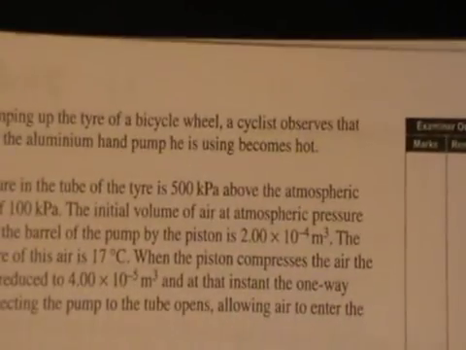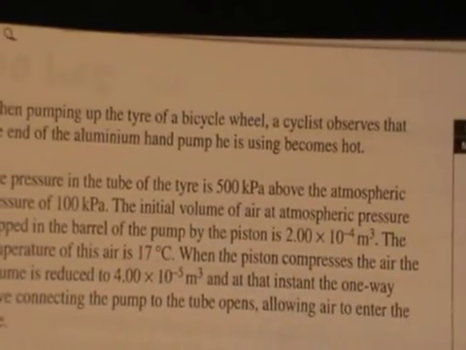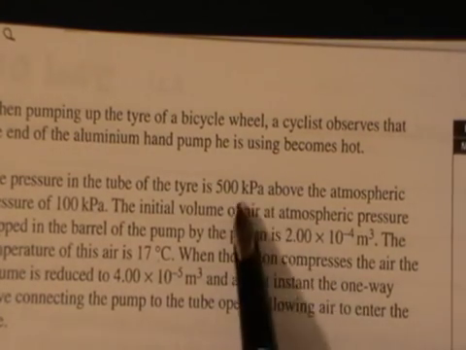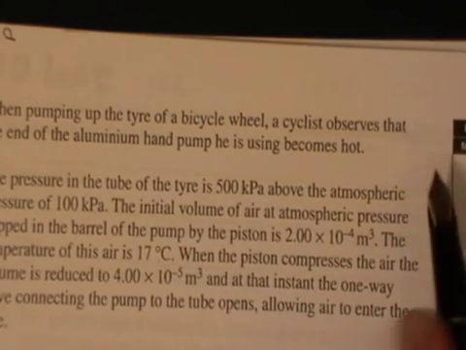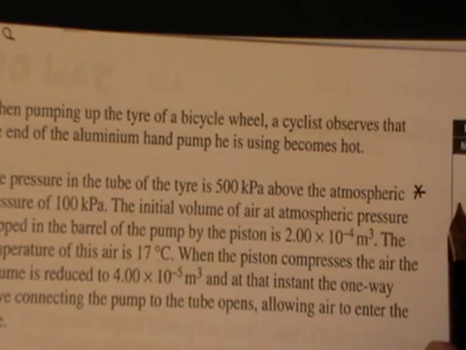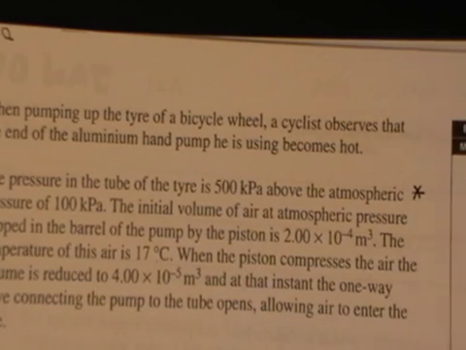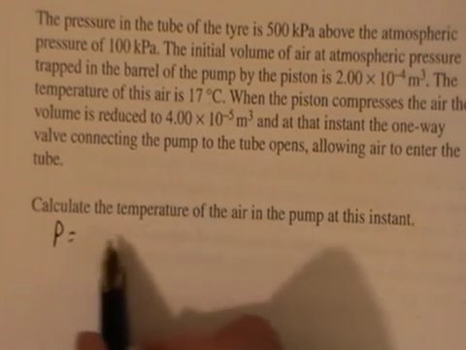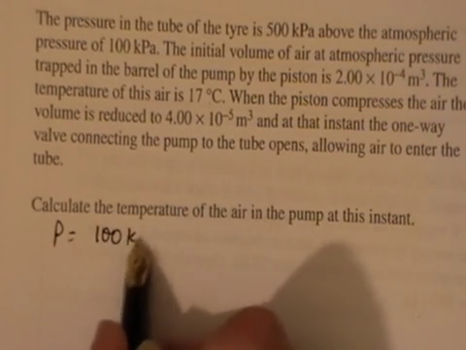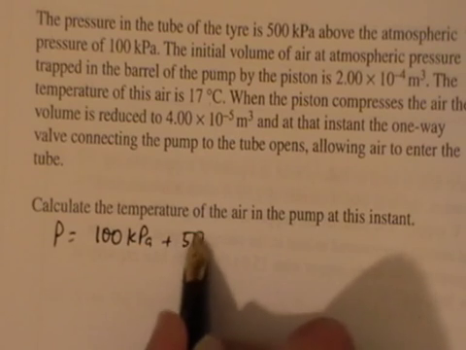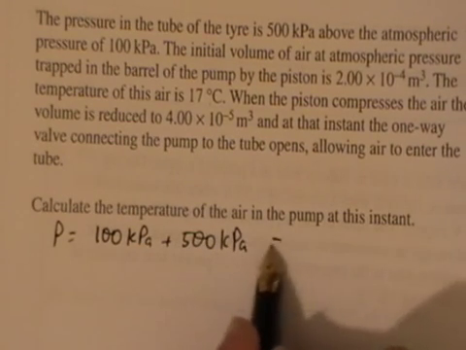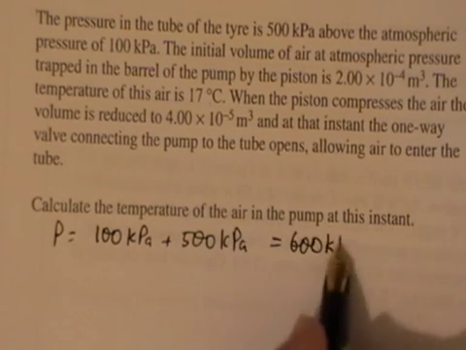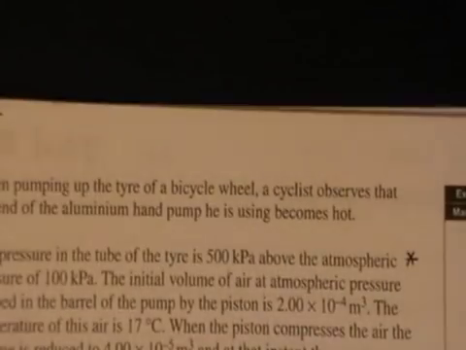We then come to the calculation. So we've got the pressure in the tube of a tire is 500 above atmospheric, so now that's interesting. That's 500 above atmospheric, so therefore straight away we're saying that the pressure is equal to 100 kilopascals plus 500 kilopascals, which is 600 kilopascals. Okay, so that's the pressure in the tire.